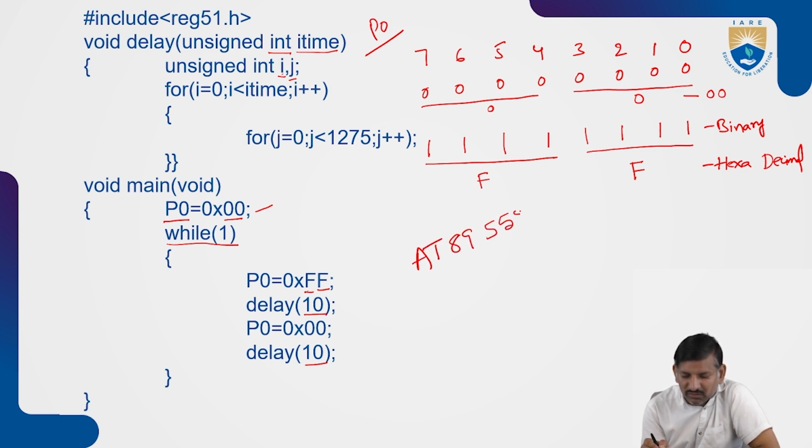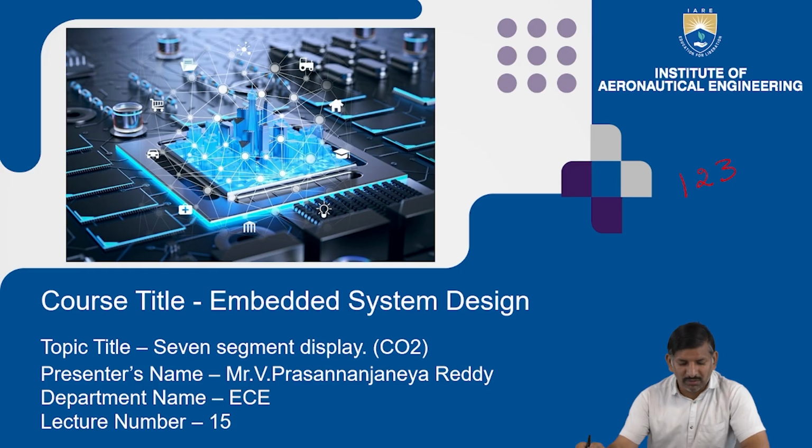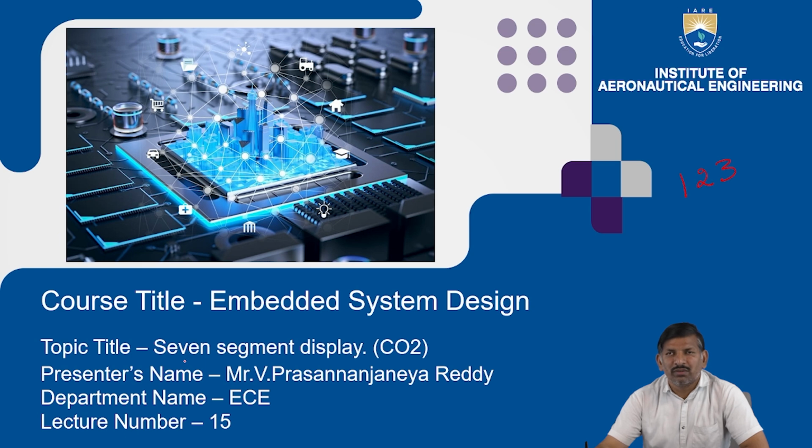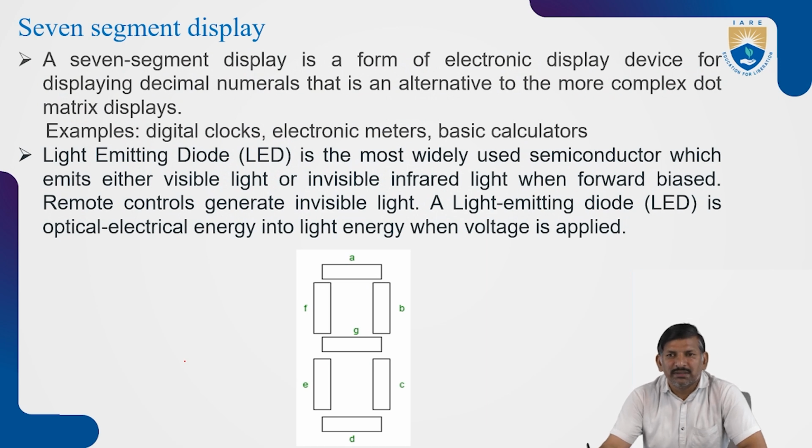89S52 development board. Now we are going to discuss the 7 segment display. Whatever content I want to display will be displayed on the 7 segment display. A 7 segment display is an electronic display for displaying letters and digits.